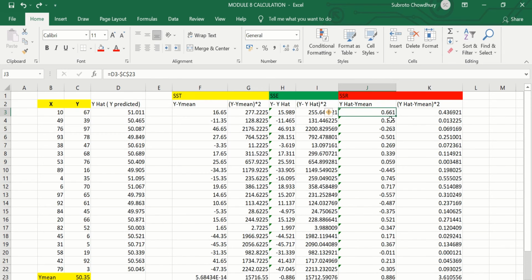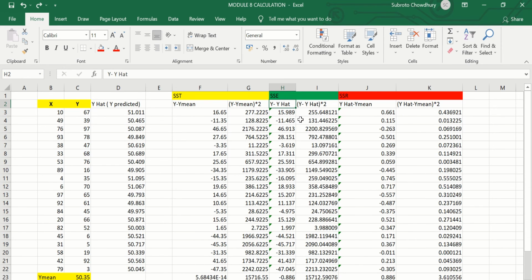Now note one thing, which is very interesting: the difference between the y hat value and the y mean value is very less, whereas the difference between the actual value and the predicted value, the error, is very high, right? That means y hat, the predicted value, is near to the mean value. Are you getting my point? The predicted value is near to the mean value, but the predicted value is very far from the actual value. That's why your sum of square of error is increasing.